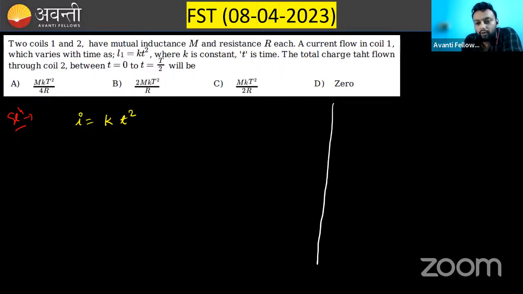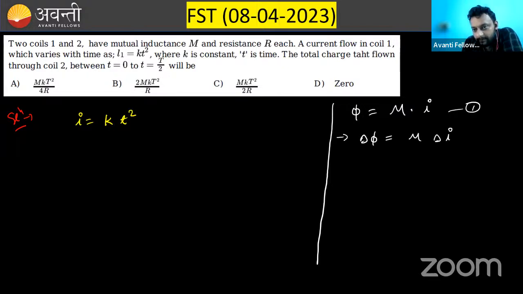Now, when two coils are placed nearby, we know that phi is equal to mutual inductance times current. This is the very basic formula. You have studied that. Phi is equal to M into I, where M is the mutual inductance and I is the current in any one of the coils, which is variable actually. Now, if I want to calculate the change in flux, M is constant, so that will be delta I.